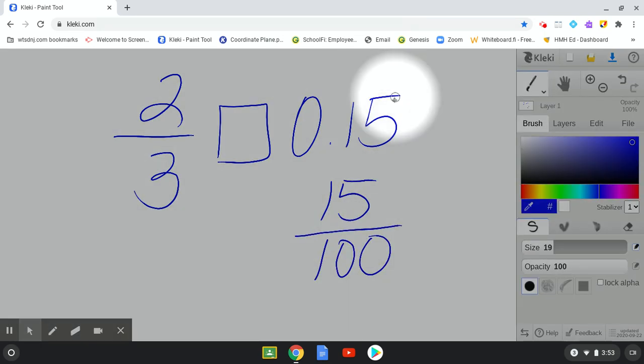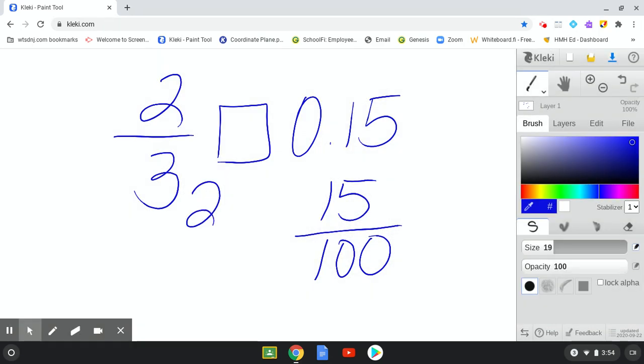Okay, so you definitely need to know the place value. So whatever digit is to the last place to the right, you say that place value. So you say the number and you say that place value. So the 5 is in the hundredths place. So I say the number, which is 15, and I say that place value. So 15 hundredths.